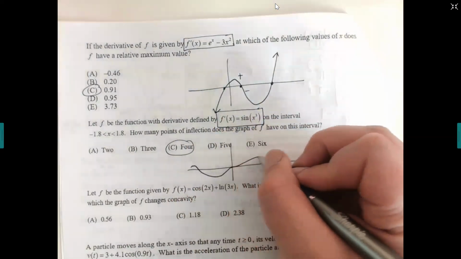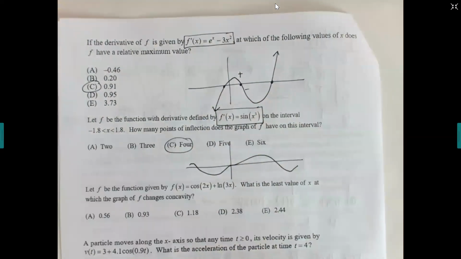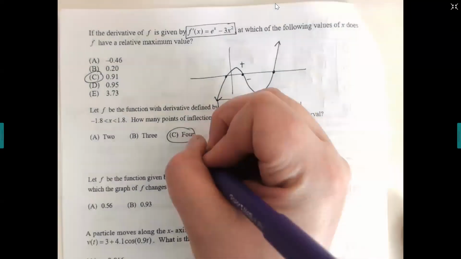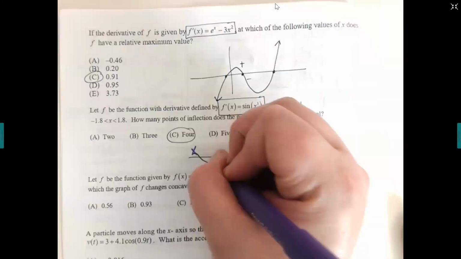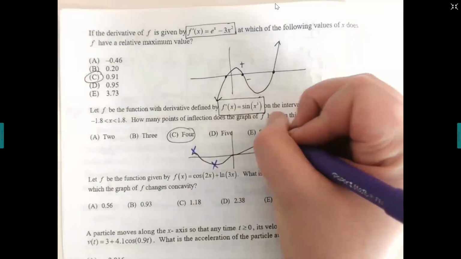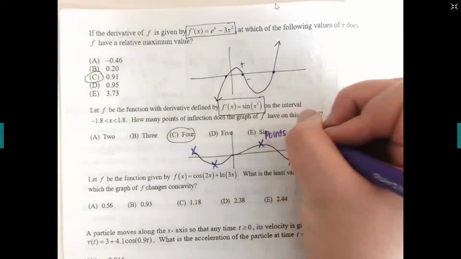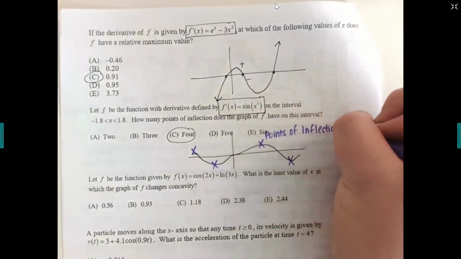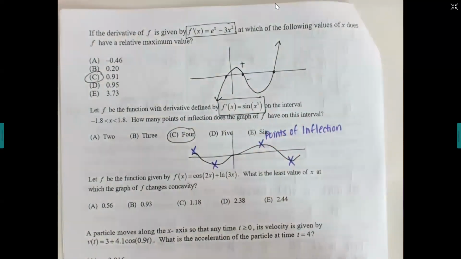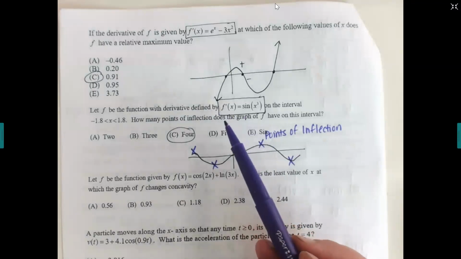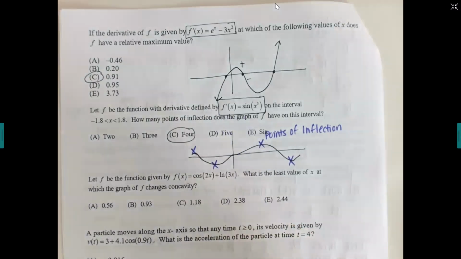Hold on, let me draw this graph. Remember that your points of inflection are where the slope changes sign. So I'm going to put X's on the POIs. You have one here, one here, one here, one here. Those are your points of inflection. And remember, why are they points of inflection? Because this is a graph of f prime already, so the slope of this graph is the second derivative already.